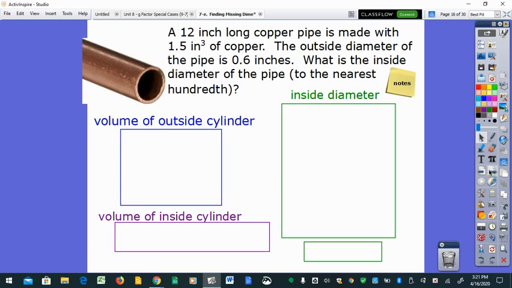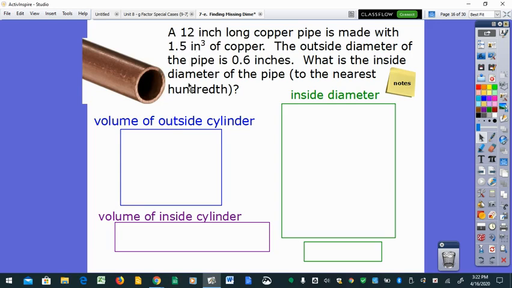So imagine that there is a pipe, and it is 12 inches long. It's made of copper. And the copper that makes the pipe, now what I mean is, the pipe has a hole in it. So this pipe right here is 1.5 inches cubed of copper. The outside diameter, so if you go from the outside of this edge of the pipe through the center to the other side, would be 0.6 inches. It's a very small pipe. What is the inside diameter? So I want to know the diameter of the hole. I want to know from the center of the circle to the inner edge of the pipe. And we're going to do it to the nearest hundredth.